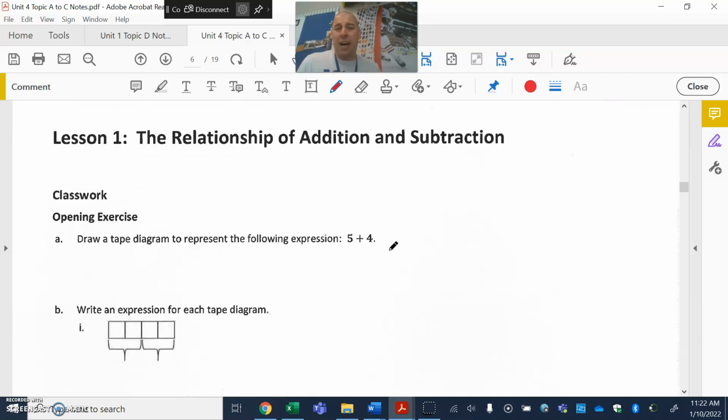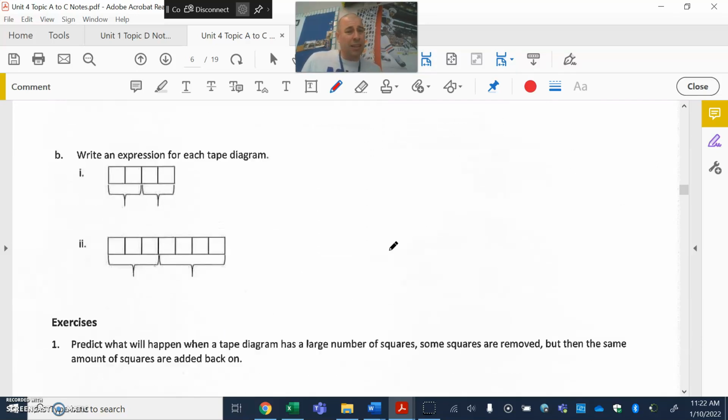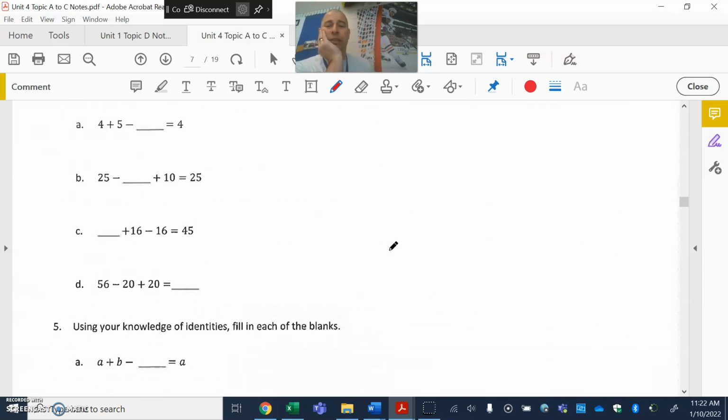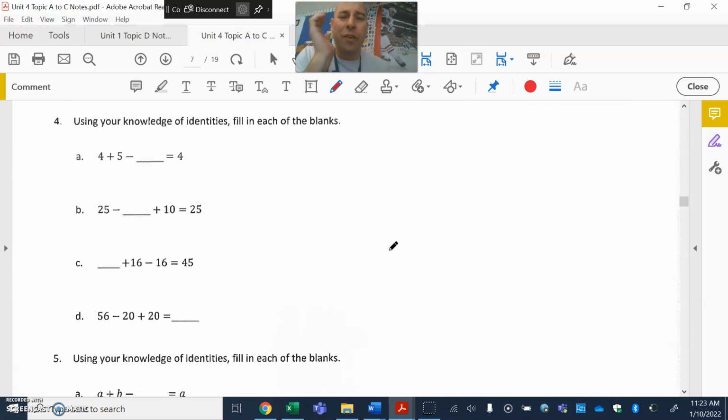Adding and subtracting, people. Ready for this? This is where we don't want to overthink things. 4 plus 5 minus what number is going to give me 4? Well, what we want to notice here is we're getting right back to where we started.